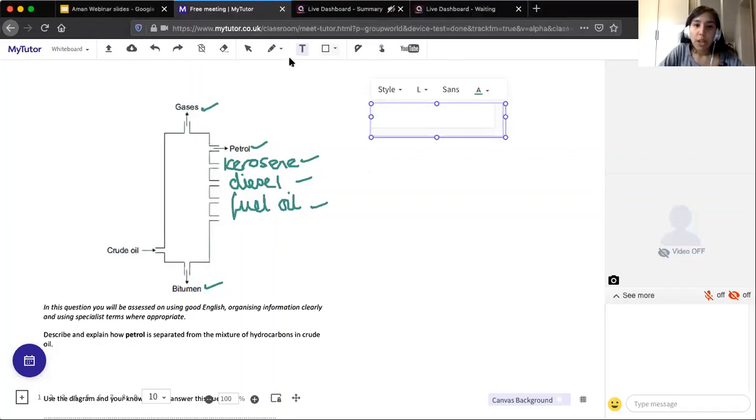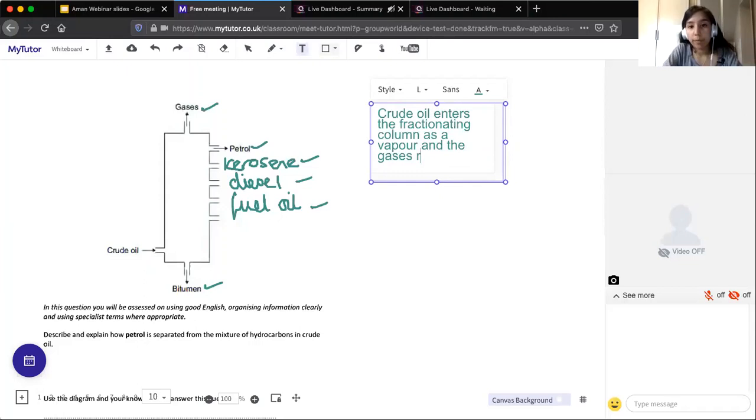Good. Okay. So first thing we want to say is that crude oil enters the fractionating column as a gas or as a vapor. Yep, and the gases tend to rise up the column and condense at their boiling points.